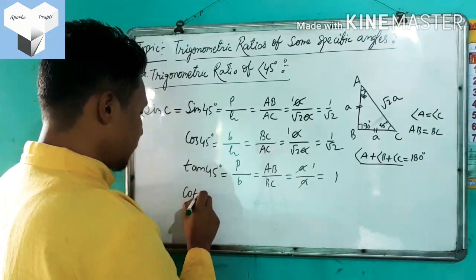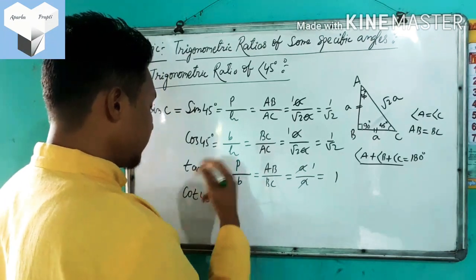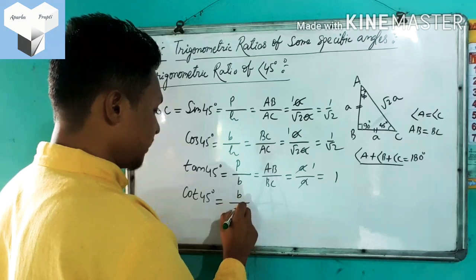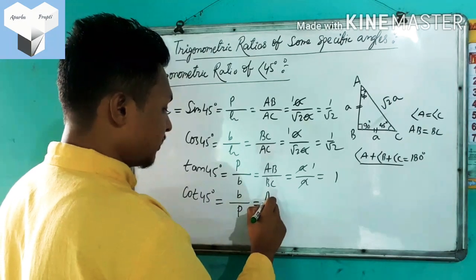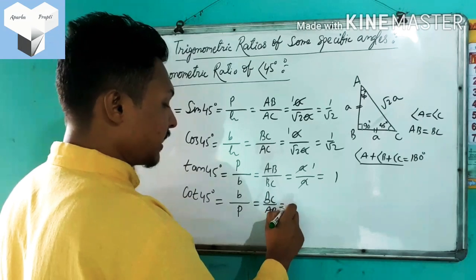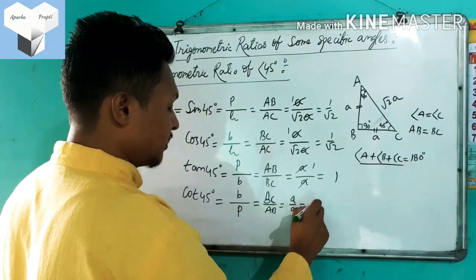In the same way you can find the value of cot 45 degrees. Cot is the inverse of tan. That means you can consider it as B by P, that means BC by AB. A by A, that is 1.